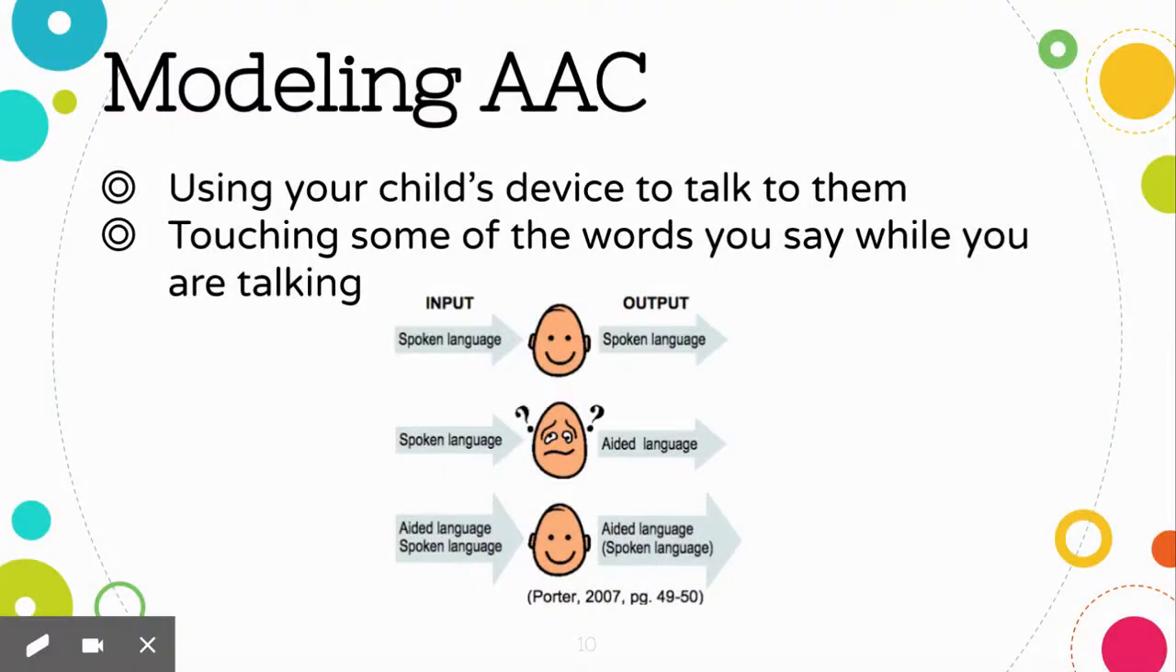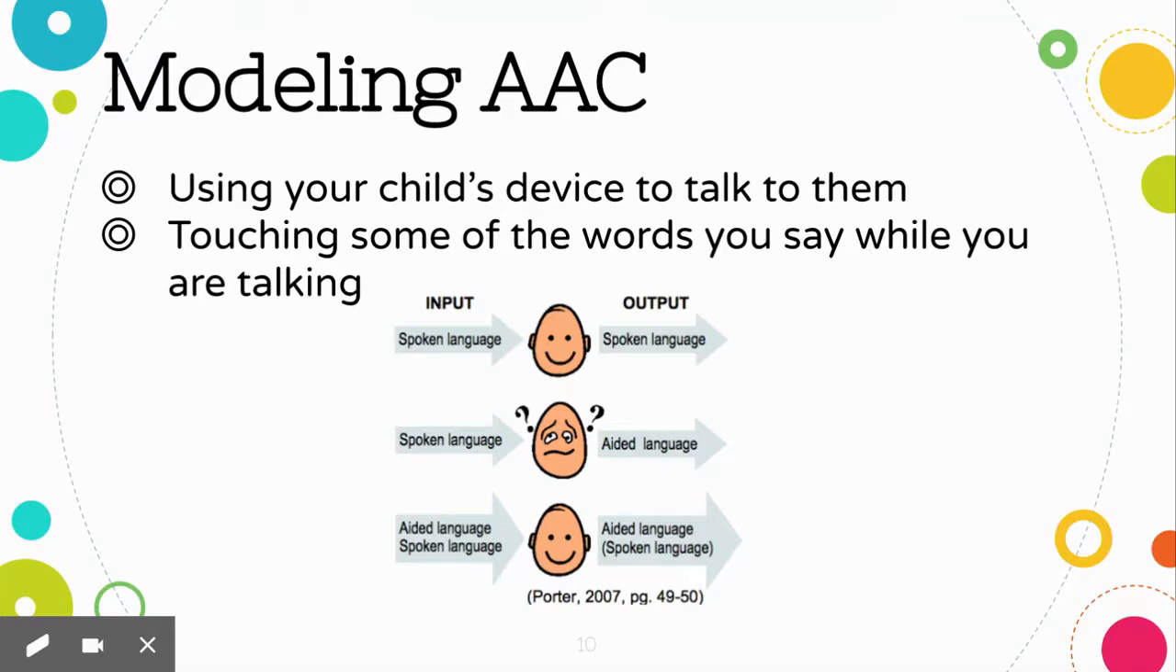So ultimately, modeling is using your child's AAC device to talk to them so that they'll eventually use it to communicate back with us. This is the same idea of speaking to babies in English to eventually have them speak English to us. If we wanted them to speak a different language, like Malayalam or German, we would speak to them in those languages to eventually have their first words be in that language.